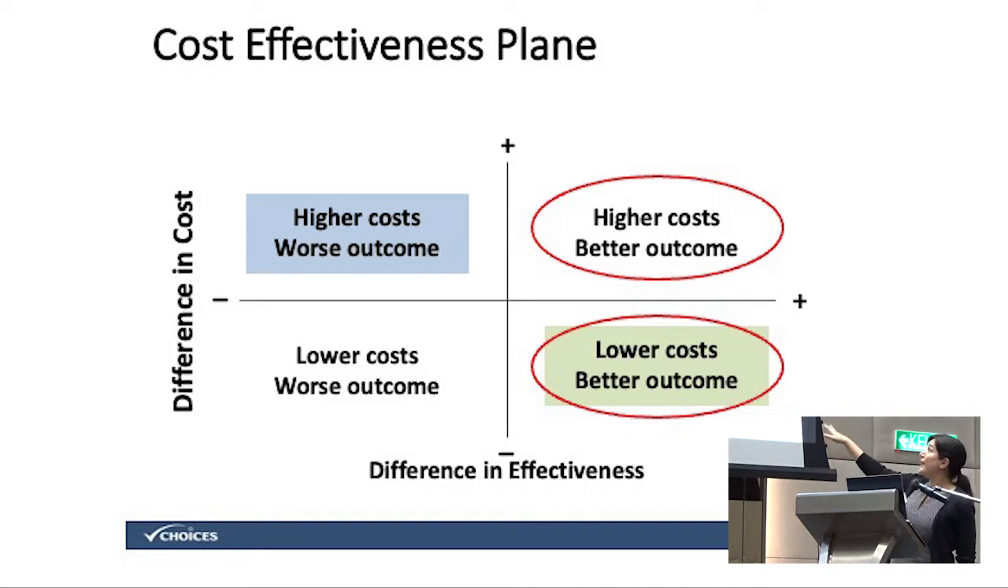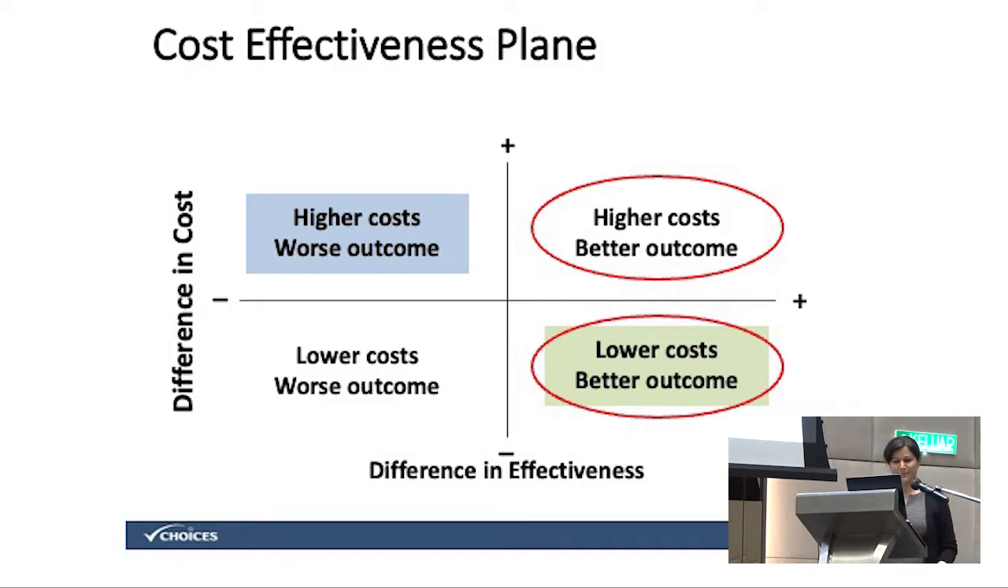In the bottom right corner, we have interventions that are lower in cost and yield a better outcome. Those are our ideal case scenario, right? And an example of that would be a tax on sugary beverages, where you're improving health outcomes and then you're bringing money into your government through the tax.